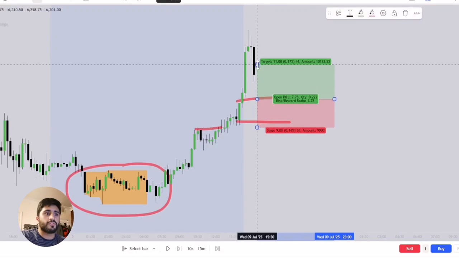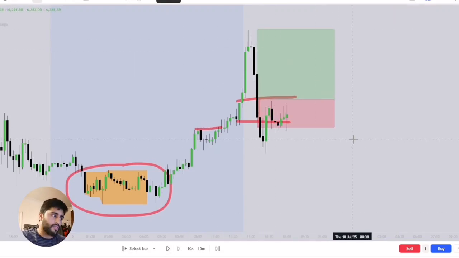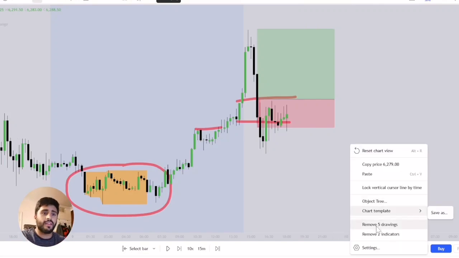If you put your stop loss below this fair value gap and you targeted this high, what would have happened? You would have lost. Why is that, right? You're not trading with any confirmation.